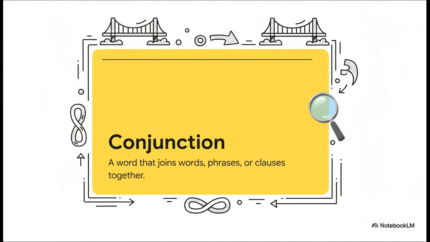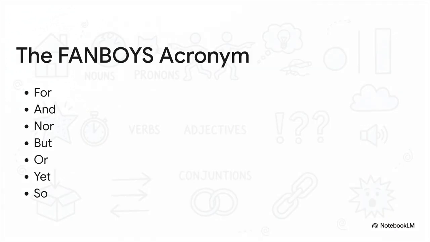They're absolutely essential connectors. Now, a really easy way to remember the 7 main conjunctions is the acronym FANBOYS: for, and, nor, but, or, yet, and so. These are the true workhorses, linking 2 equal ideas together in a single sentence.